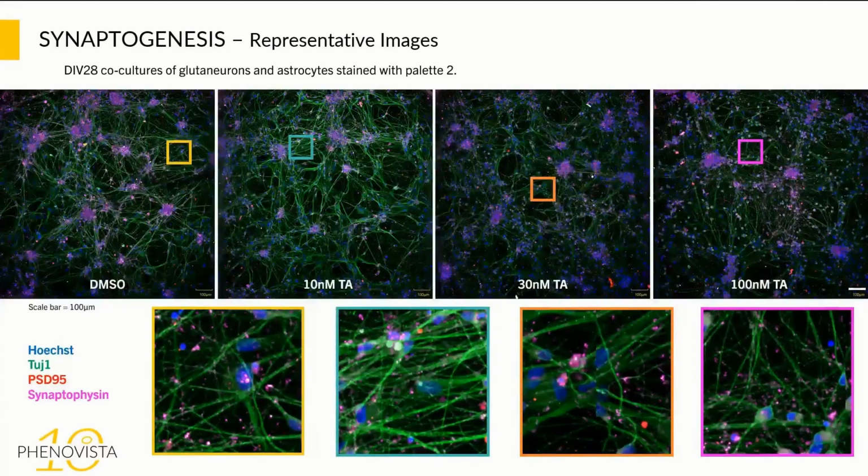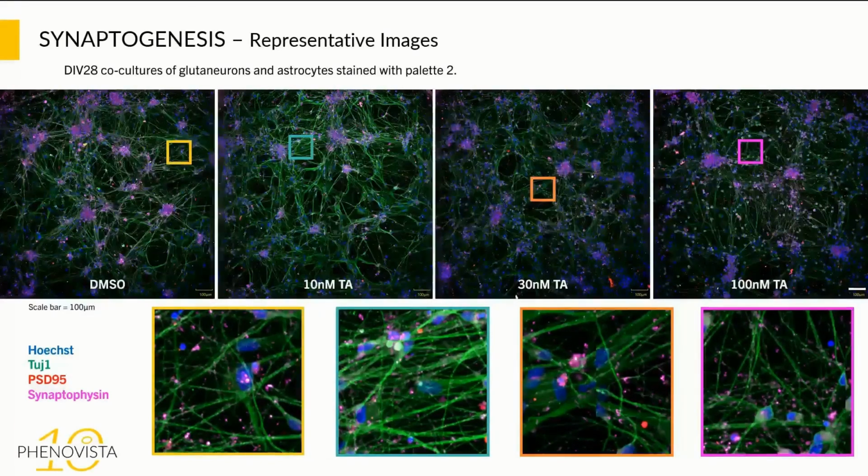So here we have our representative images of our cultures that are treated with either vehicle, so DMSO, or 3 different, increasing concentrations of the client's test article to see if this test article might be detrimental to synaptogenesis. And at the bottom, you'll have the blown up insets, so you'll be able to see the difference. You see that with 10 nanomolar TA versus 30 versus 100, you'll see even different concentrations of the neurites and the staining intensities.